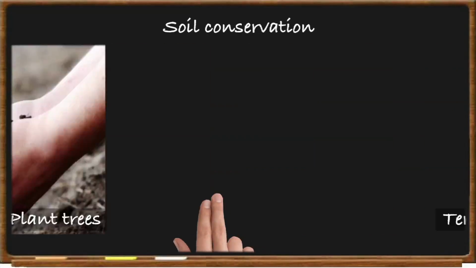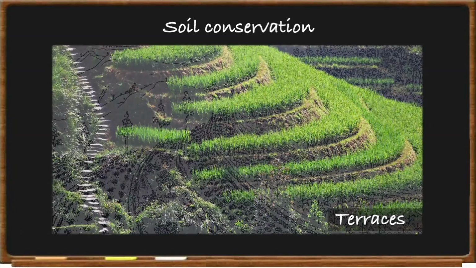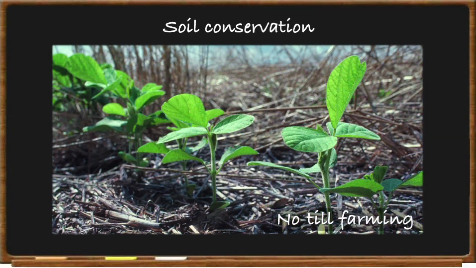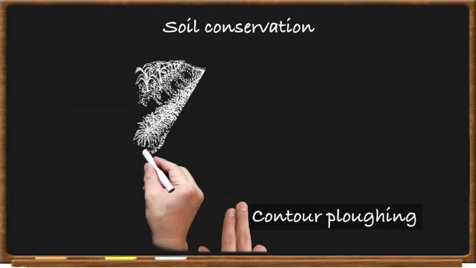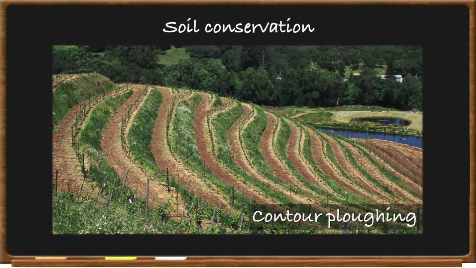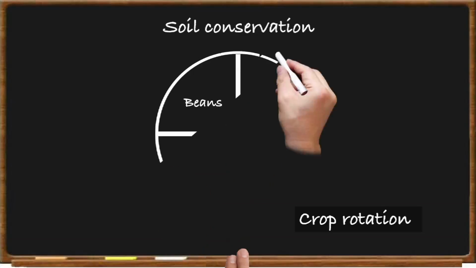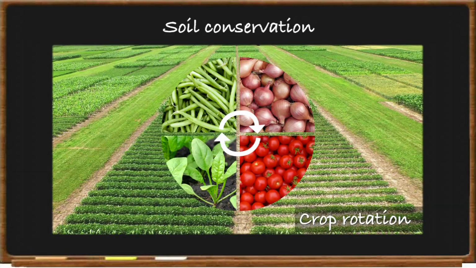Plant trees. Terracing is one of the very good methods of soil conservation. No-till farming is a way of growing crops without disturbing the soil through tillage. Contour ploughing helps in slowing the water runoff and prevents the soil from being washed away along the slope. Crop rotation helps in the improvement of soil structure and fertility.